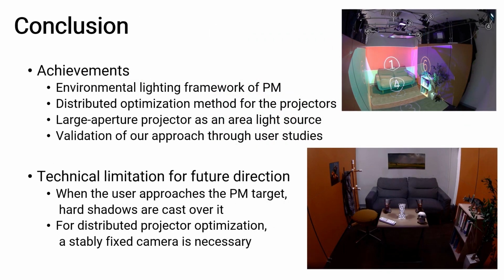This is the summary of our study. We introduce a novel environmental lighting framework that replaces typical room lights with a combination of heterogeneous projectors to address the dark environment constraint in projection mapping. We developed a distributed optimization method for the projectors to accurately replicate the environmental lighting of typical luminaires. We employed a large aperture projector as an area light source to illuminate the surrounding environmental surfaces of the projection target. We confirmed, through user studies, that observers perceive that the projection mapping in our system alters the reflectance properties of the target surface as if under typical luminaires.